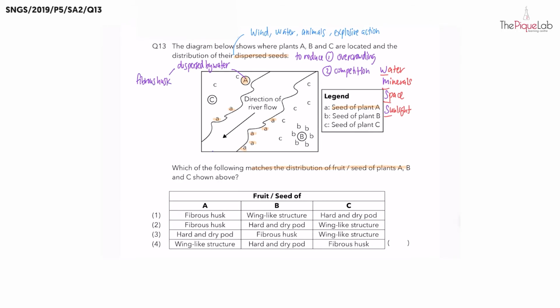Next, let's take a look at the seeds of plant B. This is the parent plant. And is there a pattern to the dispersal of the seeds of plant B? The seeds are scattered around the parent plant. And which method of dispersal matches this pattern? This matches explosive action.